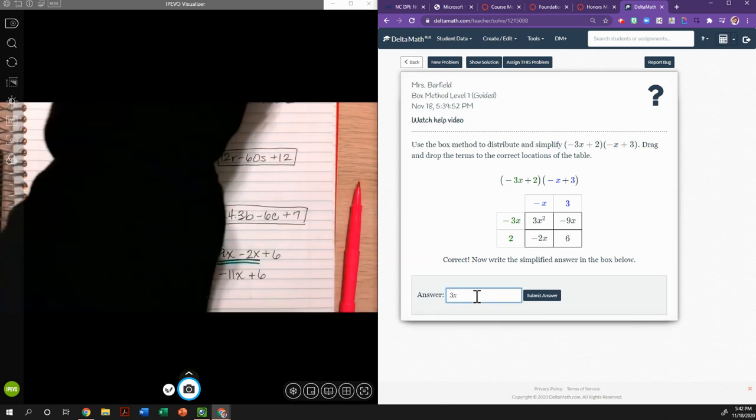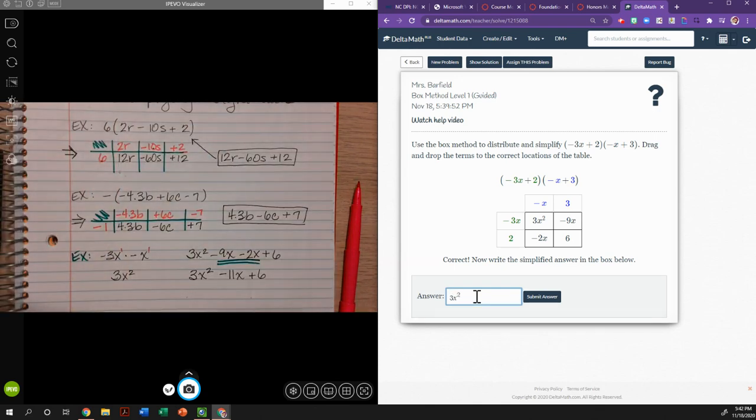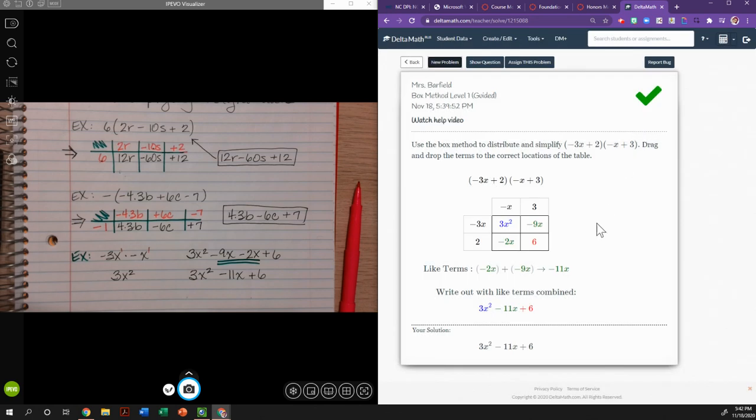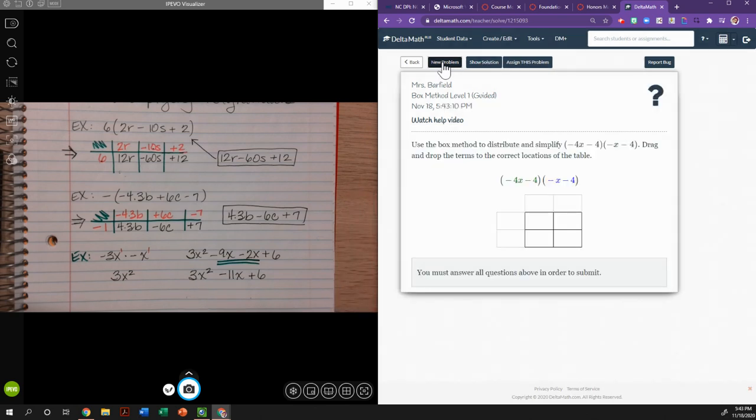So 3x squared minus 11x plus 6. And then I'm going to hit submit my answer. Yes. Okay. And there we go. I got my green check. Okay. Now, if you are able to solve these problems without having to write down this part right here, you are welcome to do that. Okay. But for some of you, remember your exponent rules here. Remember to combine like terms here. All right. So let's try one more and then I'll come back in another video.